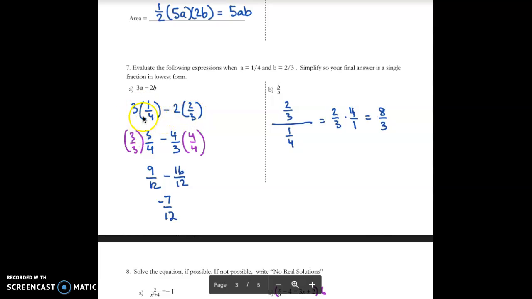and then working with these fractions. So multiplying fractions gives you 3/4 here, and 2 times 2/3 gives you 4/3 here. Before we can subtract, we have to get a common denominator.